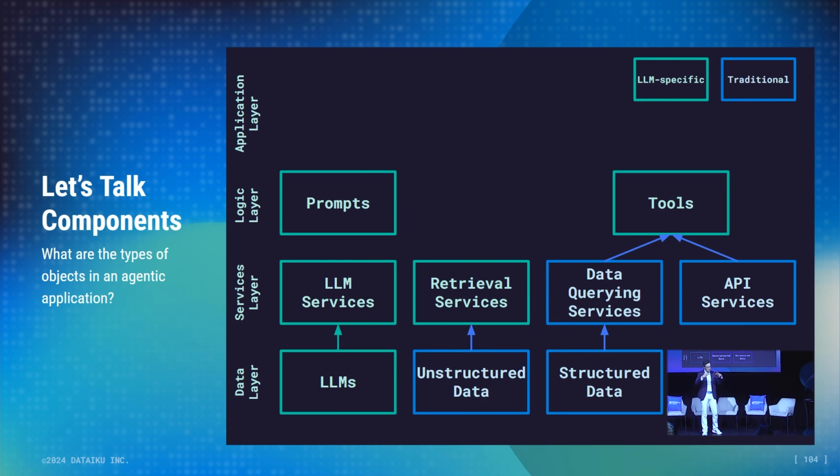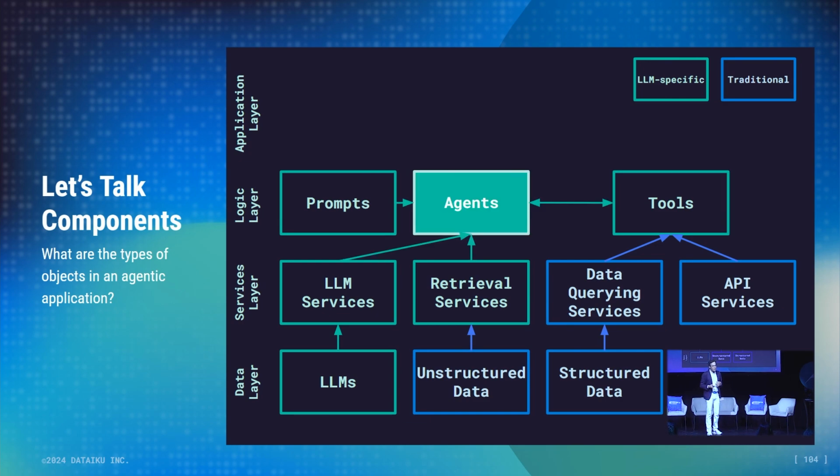But of course, these lines don't converge yet. Where do they converge? They converge in perhaps the most important element on this diagram, and that's in agents. Agents are the logic. This object is where we define the logic of which LLM service is going to be using which tools to accomplish which task within which limits we're going to define for it, right?